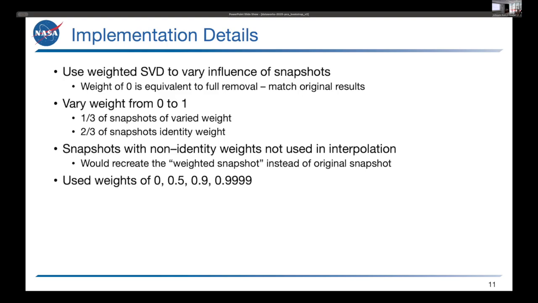Any snapshot with a non-identity weight, we actually don't use interpolation because that would recreate the weighted snapshot instead of the original snapshot. We have some ideas of how to work around that, but we haven't gotten to it yet. And we look at 4 different weights, a value of 0, which as I mentioned is equivalent to full removal, 0.5, 0.9, and 0.999. As we get closer to 1, we get closer to just accounting for the interpolation scheme, which we'll see in a few slides.